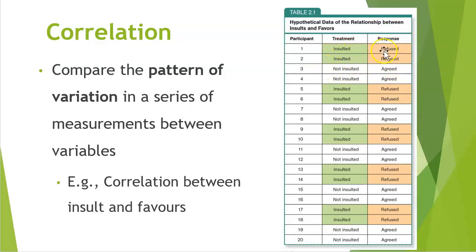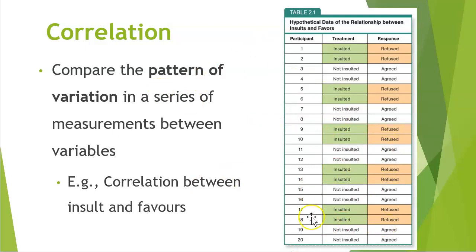Okay, so that's a very big causation. Okay, so we're looking at the relationship. So when someone's insulted, they refuse to do a favor. So this is a strong correlation. And we call this a strong manipulation because it's pretty much every time. Okay, and we'll talk about that more in a little bit.